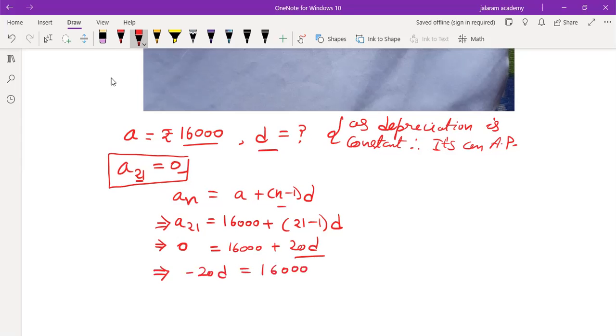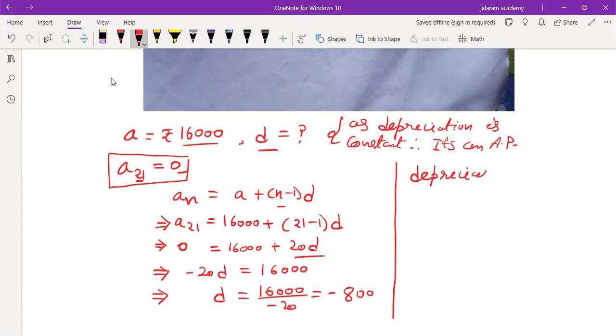If we transfer this 20d to the other side, d equals 16,000 upon minus 20. The 0 cancels out, it is minus 800. So the depreciation is 800. We have to find the rate of depreciation in our question, so we write depreciation is rupees 800 per annum.